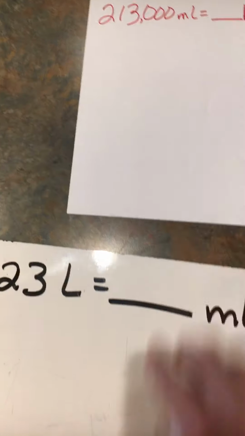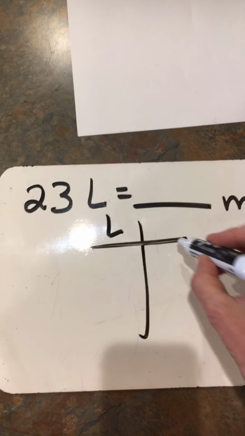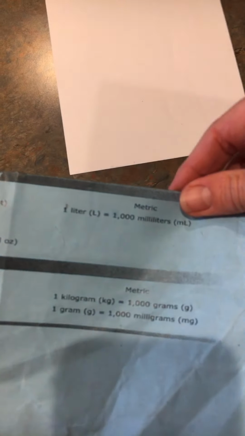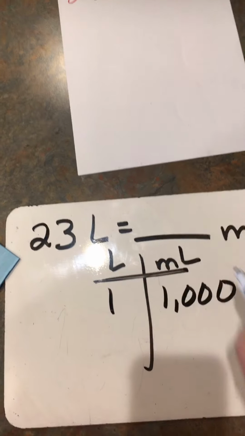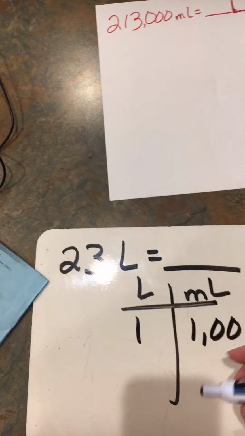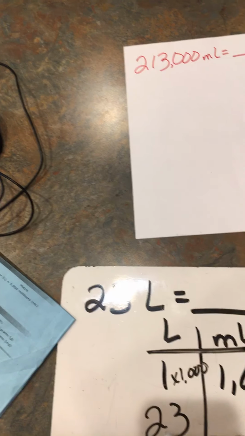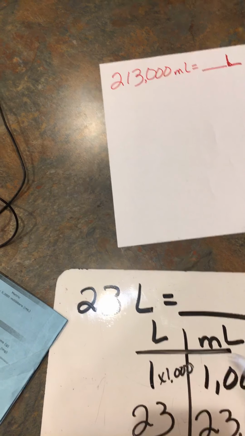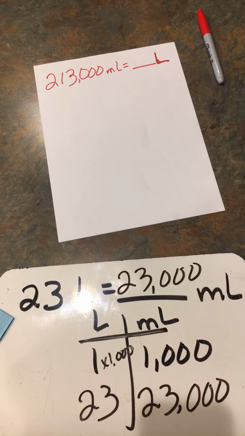Next, if I have 23 liters and I want to change that to milliliters, liters on the left, milliliters on the right, make sure they match up. Okay, we already know 1 liter is 1,000 milliliters. So again, I'm getting larger. I am multiplying by 1,000. So if I have 23 liters to multiply by 1,000, I'm going to write my 23, add on 1, 2, 3 zeros, and we are done.